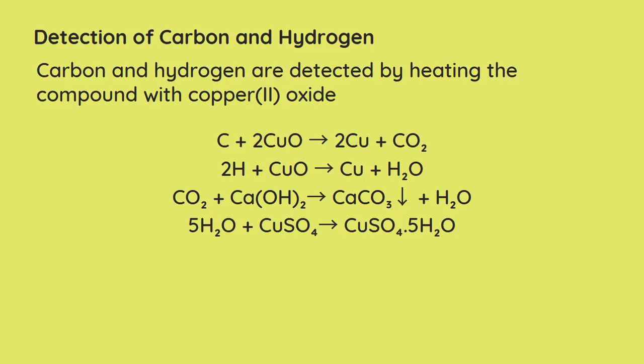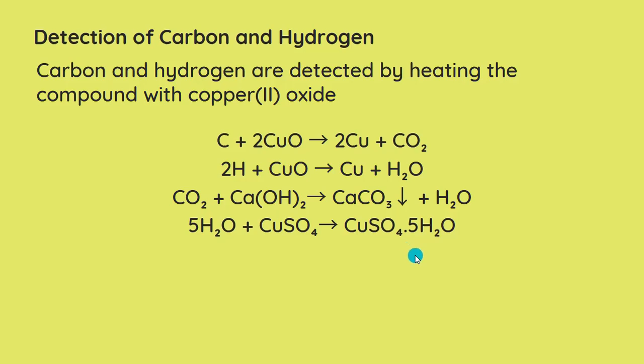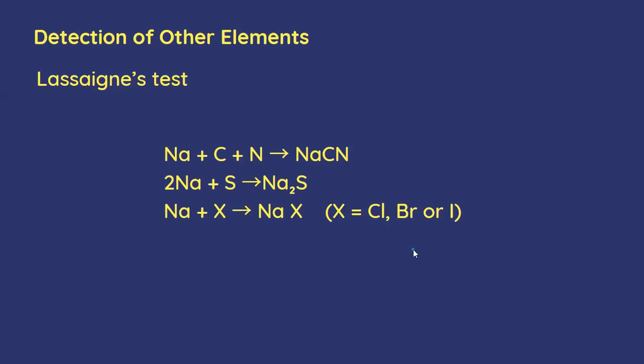The hydrogen, on the other hand, reacts with copper oxide and is converted to water. And this water can be tested with anhydrous copper sulfate. Generally the anhydrous copper sulfate is white in color, and when water gets added to it, it changes to blue. So CuSO4 itself is white, whereas CuSO4.5H2O is colored. So this is how we detect the presence of carbon and hydrogen.